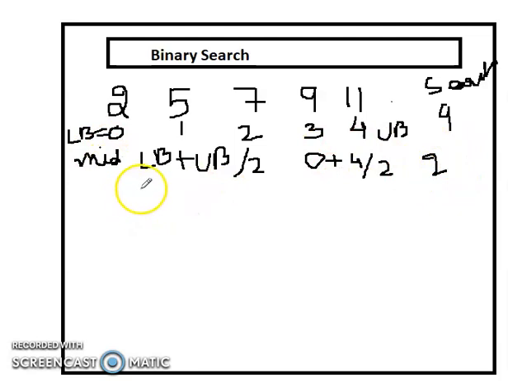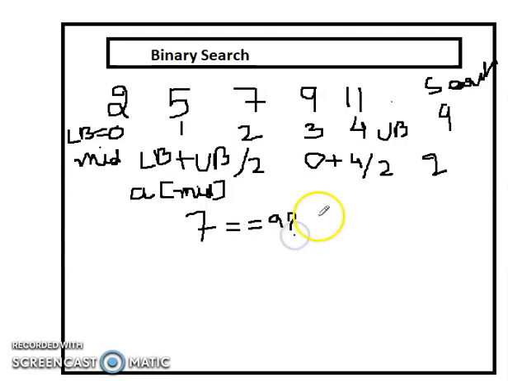Now what is the value at index 2? Suppose this array is named A, then what is the value at A of mid? It is 7. So what we check here is: is 7 equal to the item that we are looking for? Is 7 equal to 9? No, it is not, so we say false. Now 7 is less than 9. The item in the array is less than the item that we are looking for.